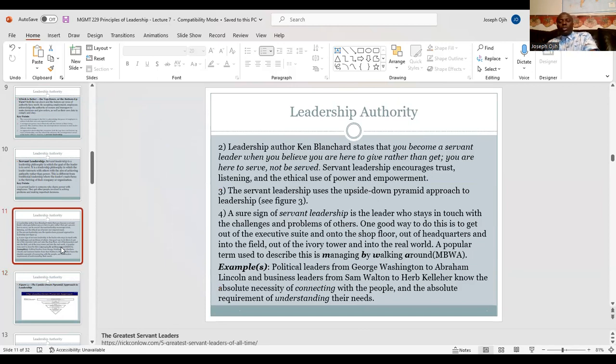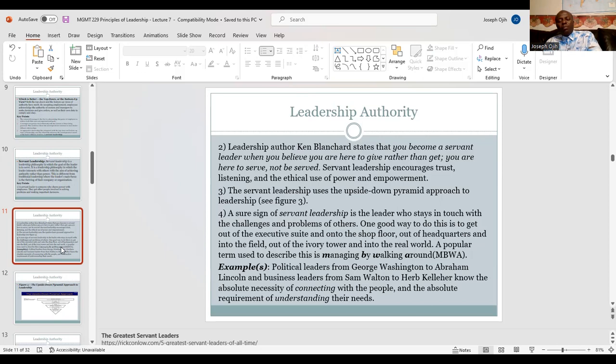Now, another sure sign of servant leadership is the leader who stays in touch with the challenges and problems of others. How can they do this? They can do this by getting out of the executive suite sometimes and working on the shop floor, out of the headquarters and into the field. Not all the time, just for some time. As a leader, you can stay away from the ivory tower and go into the real world.